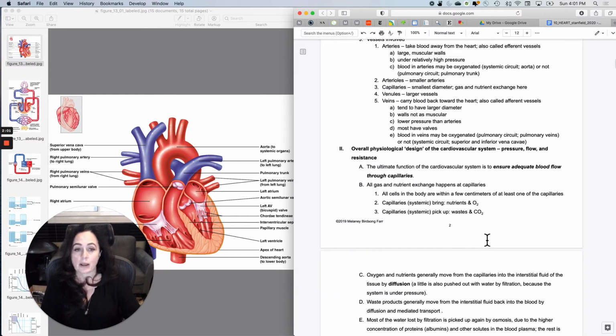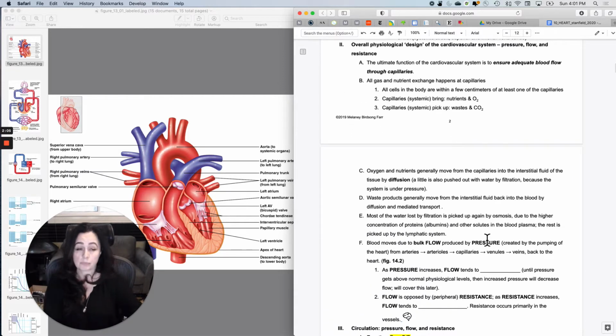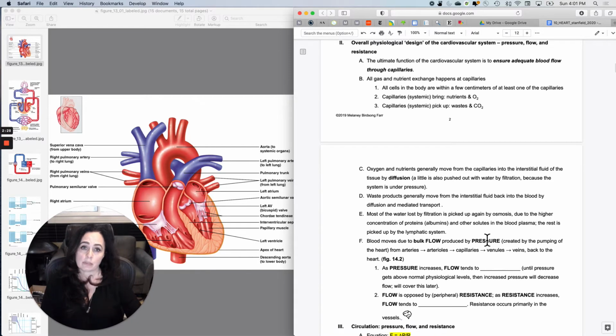Okay, so what I'm going to do is I'm going to start at Roman numeral 2, assuming that you have reviewed the anatomy. We are going to start with Roman numeral 2, which is sort of the physiological plan or design of the cardiovascular system. I'm not meaning that it was designed. I'm meaning that what is it set up to do, so that you can understand the big picture. So it's all a story related to pressure, flow, and resistance.